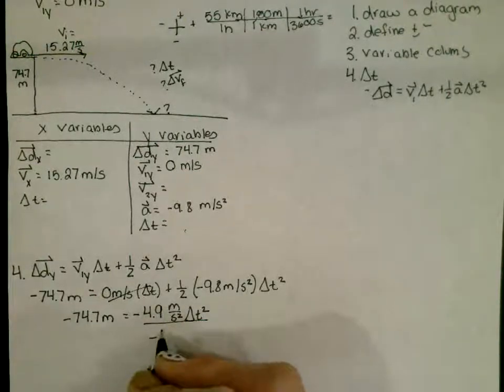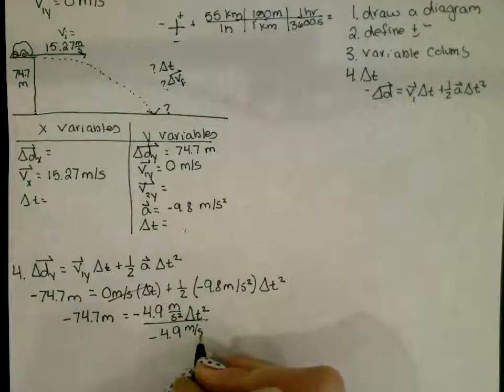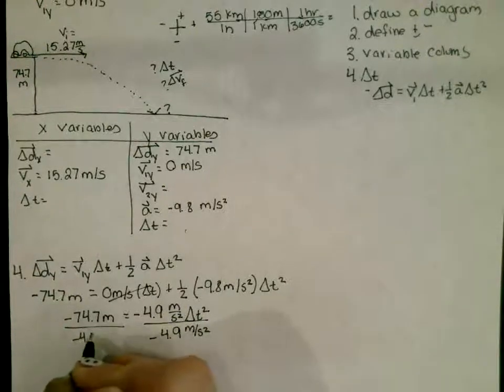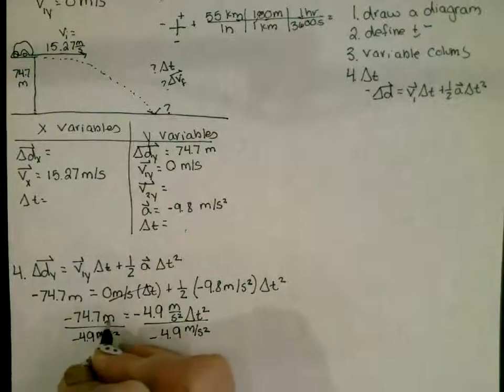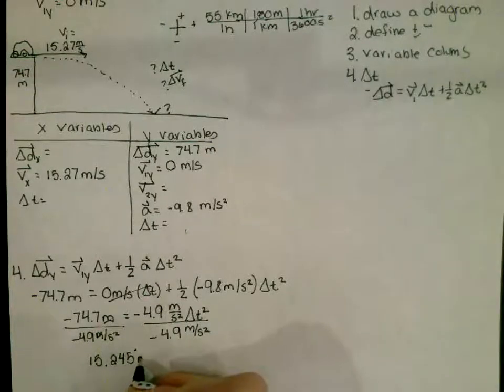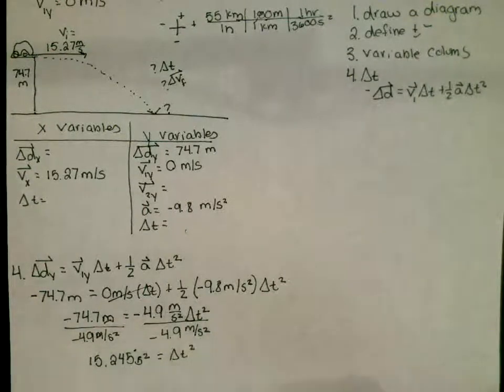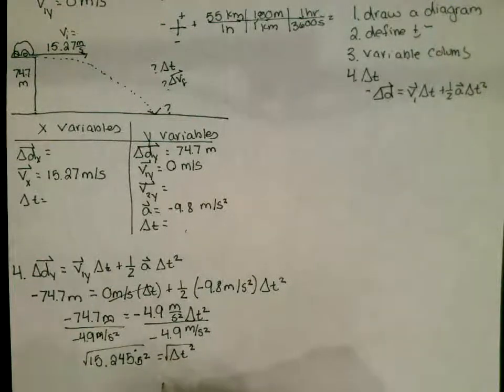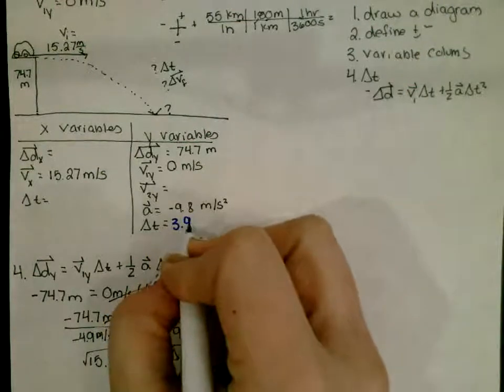I'm going to divide out this negative 4.9 meters per second squared. My meters will cancel. I'll get 15.245 seconds squared equals change in time squared. I'll take the square root of both. So my change in time will be 3.90 seconds. We can throw out that negative because we don't have negative time. So I'll take that 3.9 seconds and I'll come up here to change in time and I will plug it in.